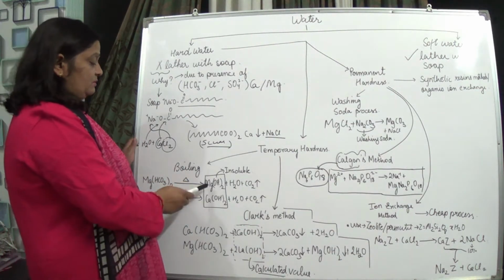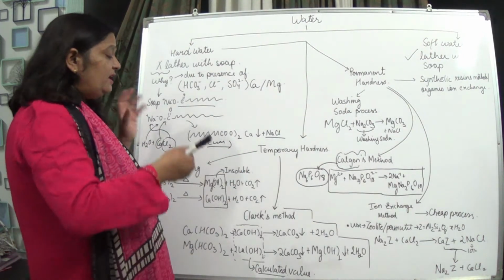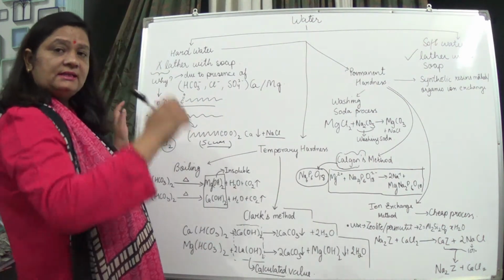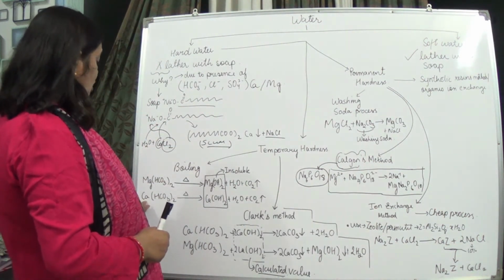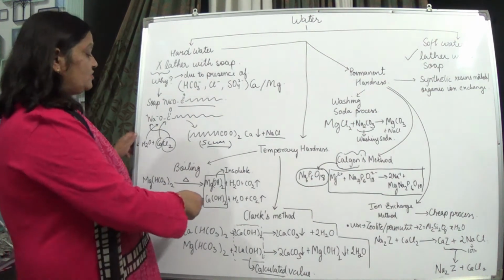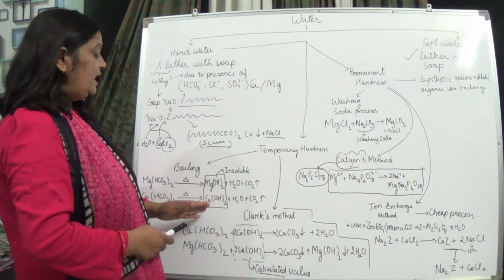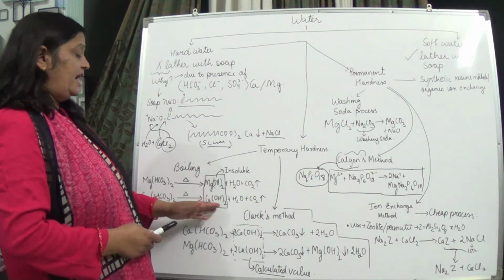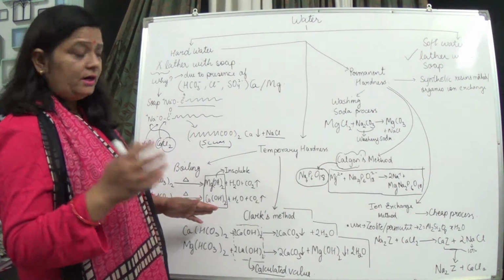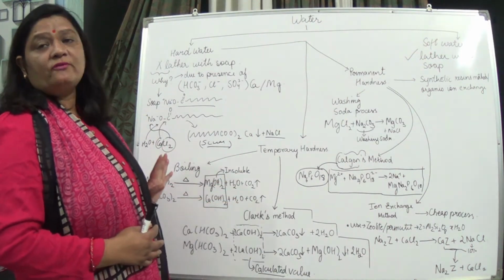So what happens to this magnesium hydroxide? It is insoluble in water. As a result, it can be filtered out, and the carbon dioxide is released in the atmosphere. If we talk about calcium hydrogen carbonate, when we boil it, it gives calcium hydroxide and water plus carbon dioxide. This calcium hydroxide is lime and it is insoluble, so it can be filtered out. Carbon dioxide escapes into the environment and we now get soft water.